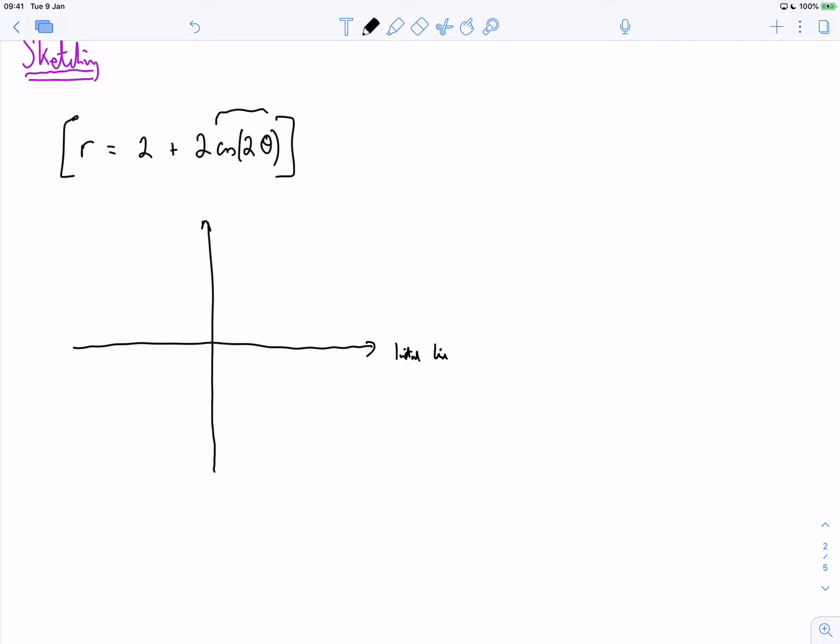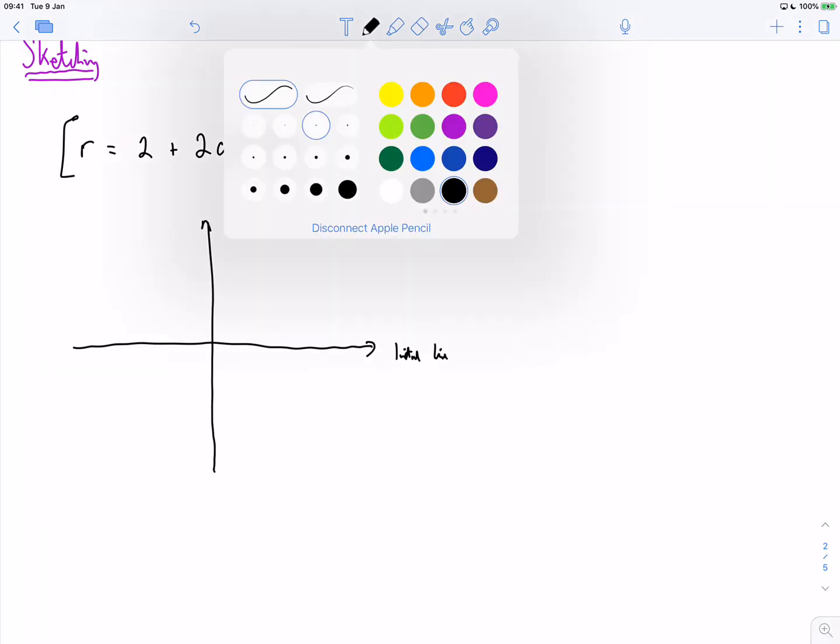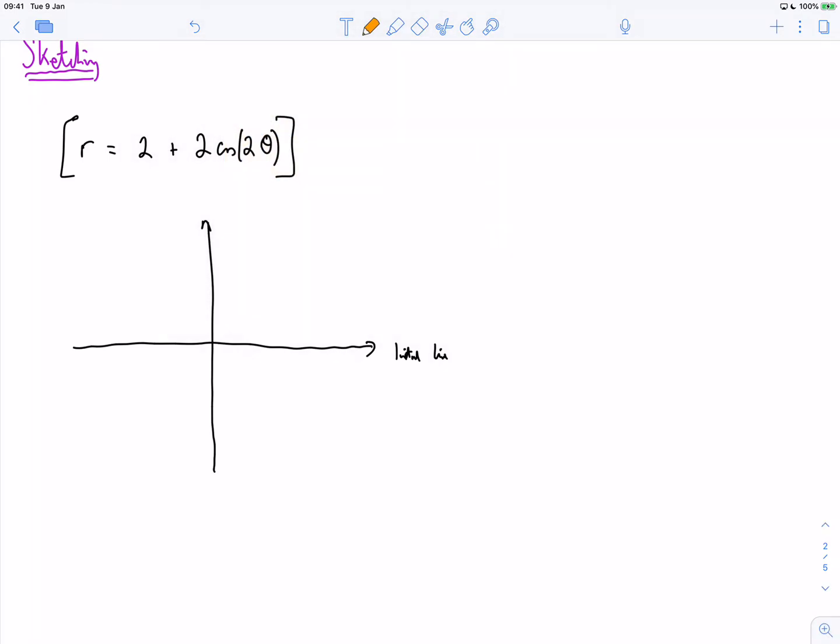So that's okay. Next up, let's plug in some values to at least see what's going on. Clearly, when we're on the initial line, theta is 0. When we're pointing vertically upwards, theta is pi over 2. When we're pointing to the left of the initial line, theta is pi radians, and pointing downwards, theta is 3 pi over 2. Then when we go back to the initial line, this is 2 pi, and so on as we wind round.